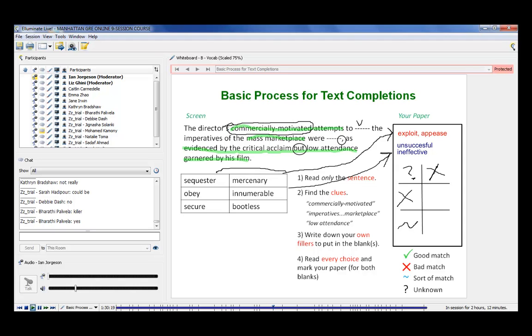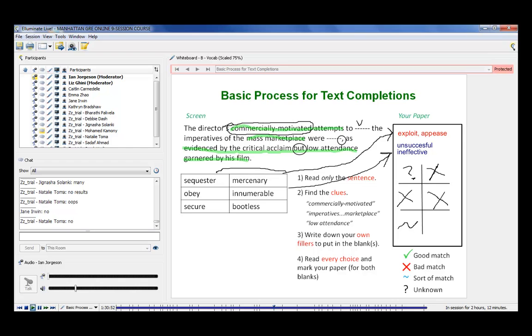How about innumerable? Innumerable, what does that mean? Many, right? Innumerable. Let's be careful. Innumerable doesn't mean no results. Innumerable means unable to be counted. Does unable to be counted work here? Yeah, it does not work.